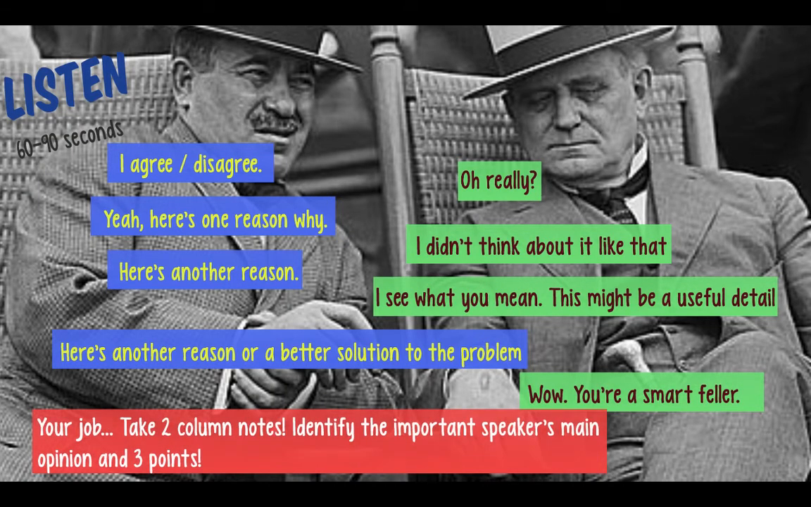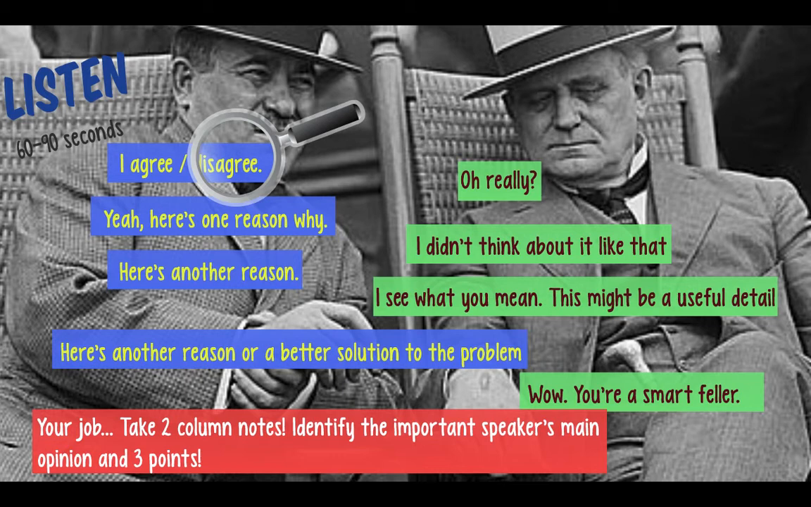So as with all conversations, you want to do this in 2 columns. So the speaker on the left is in one column, the speaker on the right is in another column, and you can separate what each person said very quickly in the preparation phase. Okay, now what you're going to do is identify the 3 points made by the important speaker and their main opinion.